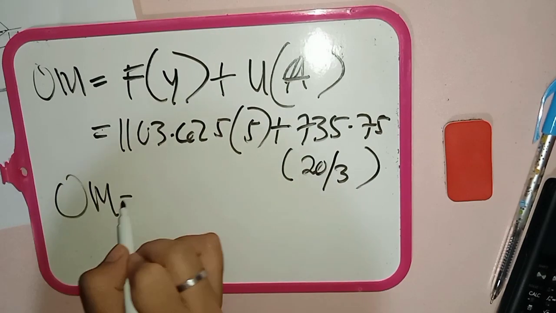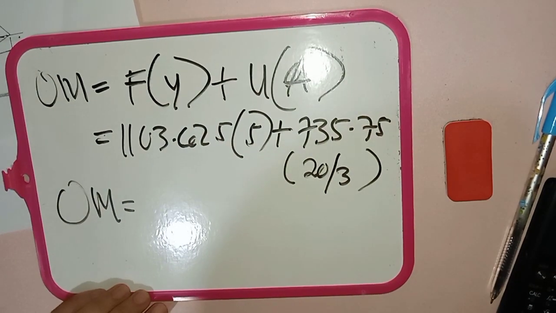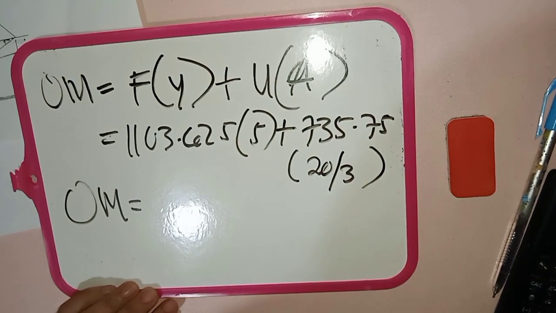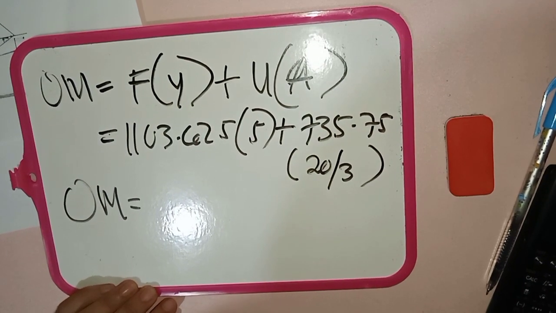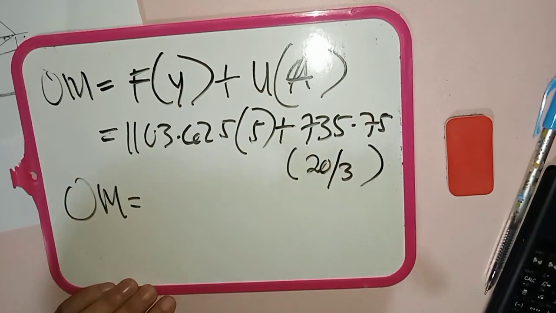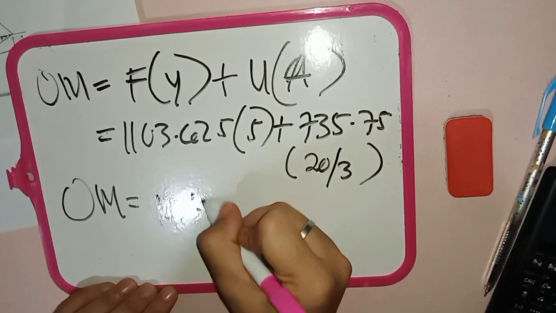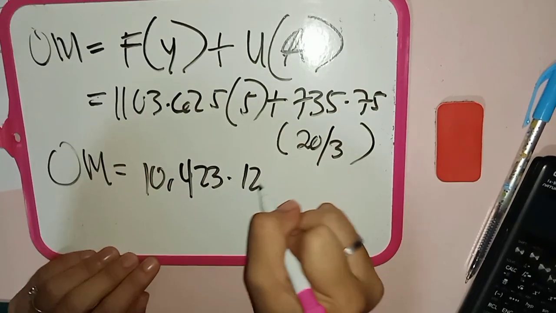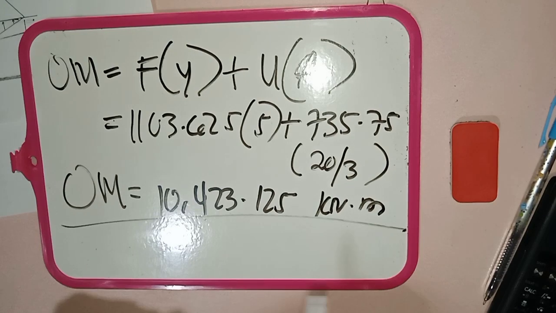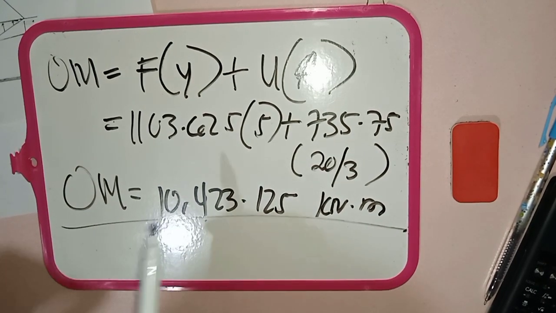So resolve: 1103.625 times 5 plus 735.75 multiplied by 20 over 3. So the answer is 10,423.125 kN·m. So we now have our overturning moment.